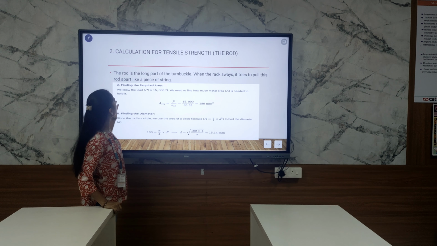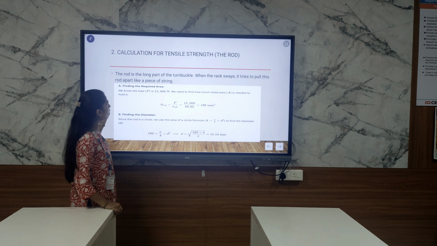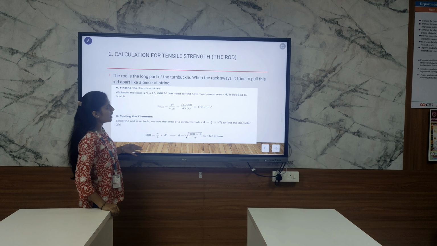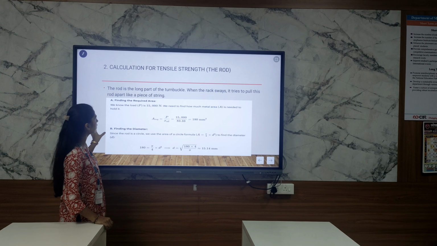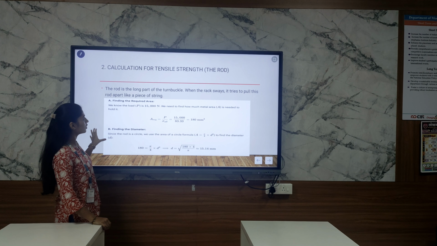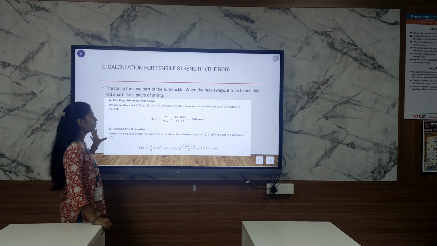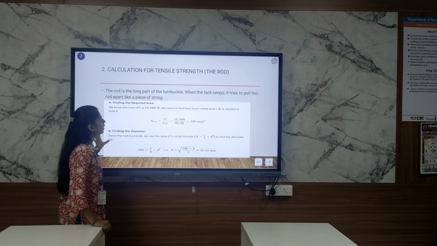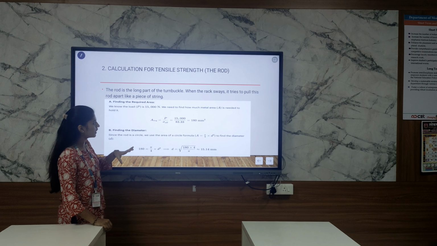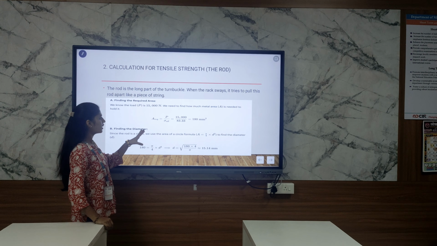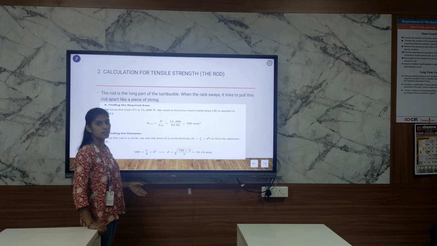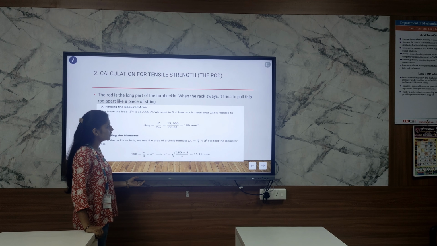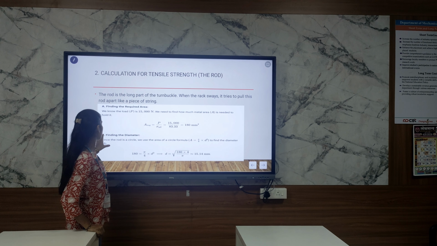Calculation for tensile strength. The rod is the long part of the turnbuckle. When racked, it tries to pull this rod apart like a piece of string. Finding the required area, we know that the load is 50,000 Newton. We need to find how much metal area is needed to hold it. Area = P/sigma_all = 50,000/83.33 = 180 mm².